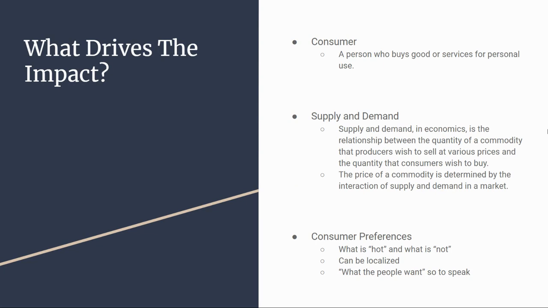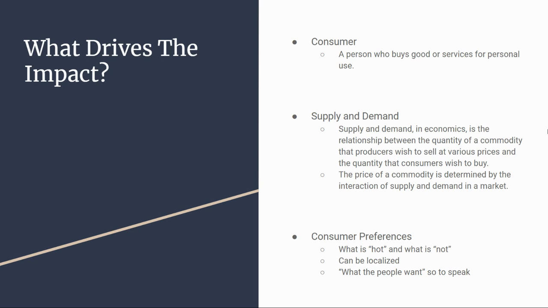So what drives this impact? Well, first off is the consumer. A consumer is a person who buys goods or services for personal use. And this gets back to, again, at all the levels, the producers knowing what consumers want. Supply and demand in economics is a relationship between the quantity of a commodity that producers wish to sell at various prices and the quantity that consumers wish to buy.